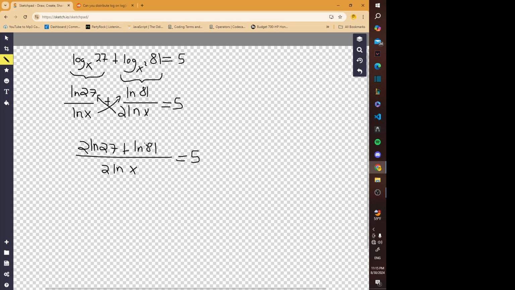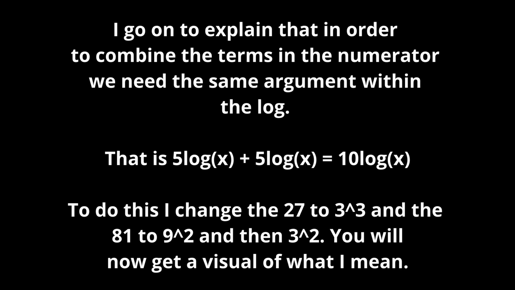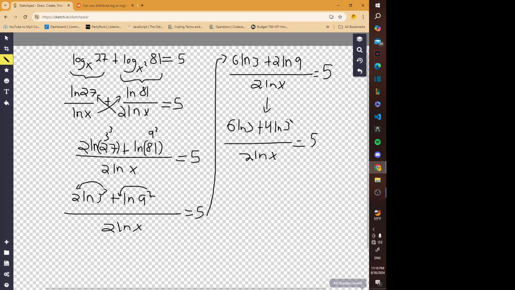Now, this is where some basic algebra knowledge comes in, okay? Now, why did I do that? Because 3 squared equals 9, and I applied the power rule with my 3 squared, that would be here, and I combined it with the 2 up here to make 4. Okay, so 4 ln 3.